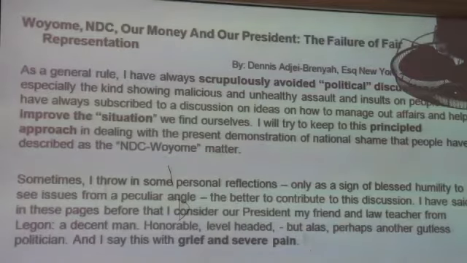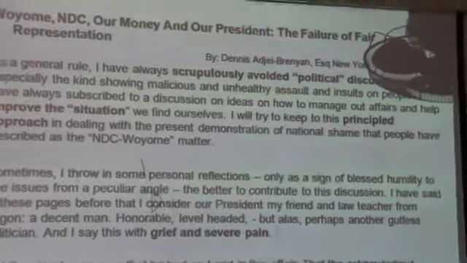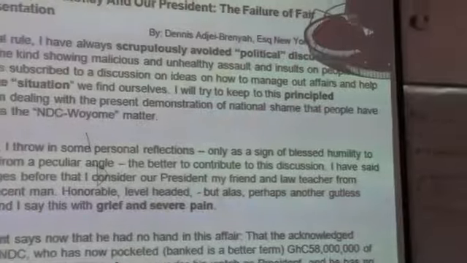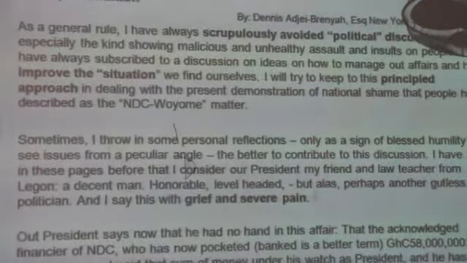Now let's look at it. "Sometimes I throw in some personal reflection." What does it mean? Subjectivity. "Only as a sign of blessed humility."